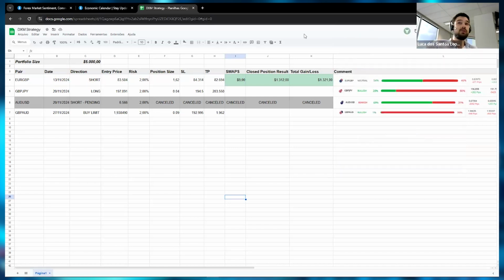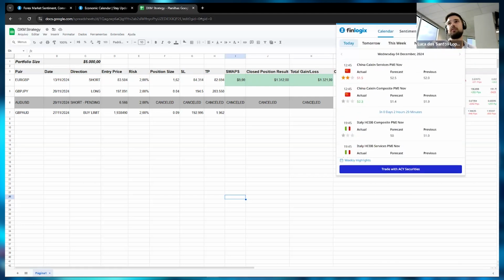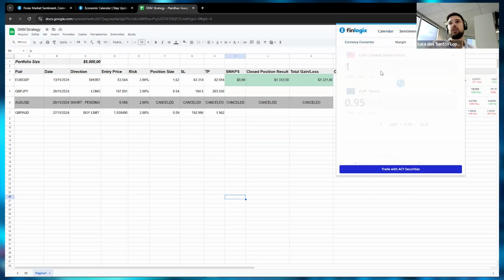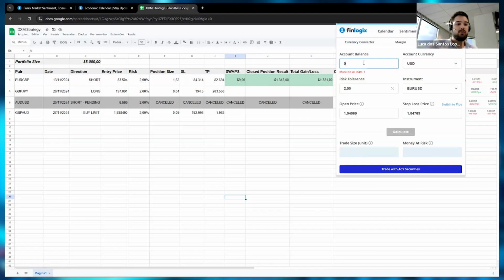Okay, everyone good? So this will be much easier for us because we can just come here, go to the calculator, and calculate position size. We have a $5,000 account, and the account base is US dollar. We want to tolerate 2% risk on, let's say, EUR/USD. The open price is this, the stop loss price is this, and then we can calculate. We're going to be risking $100, and that's how much lot size we have to open.